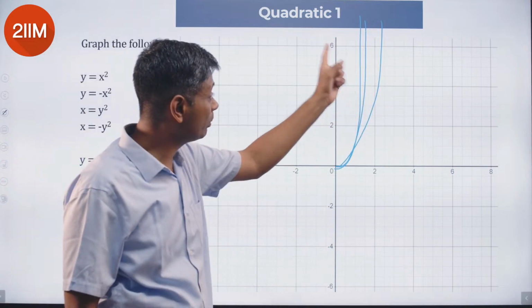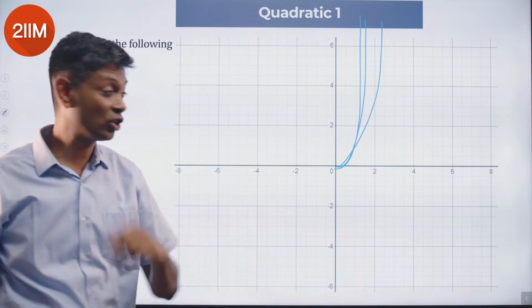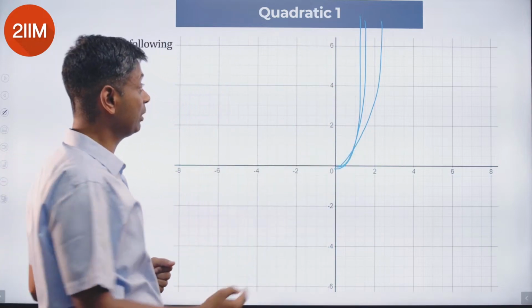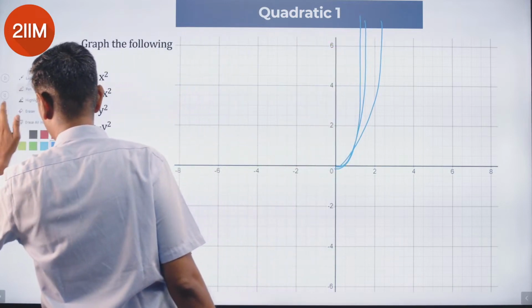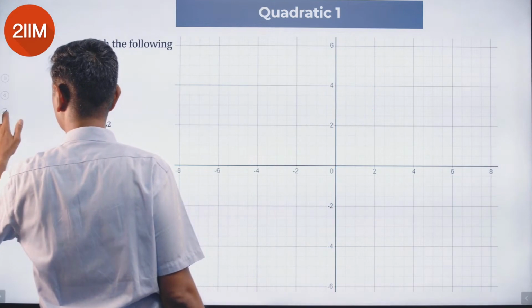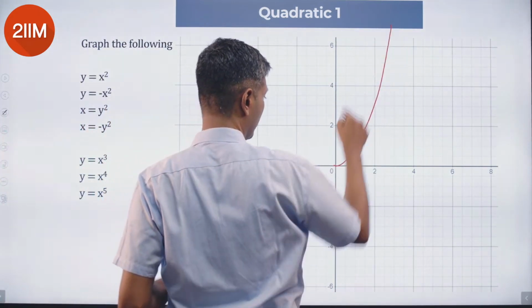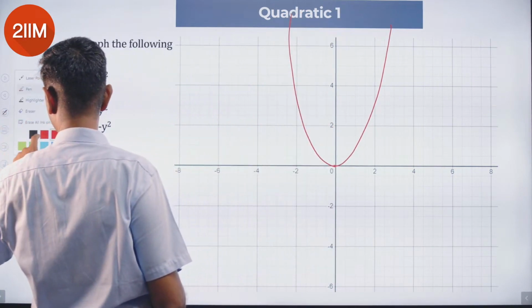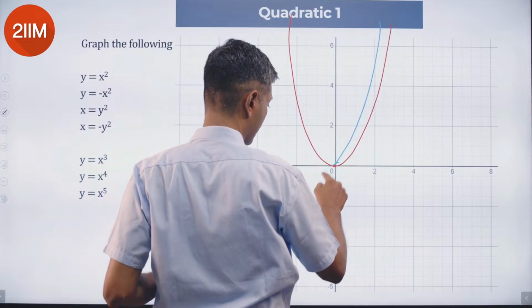X square, X cube, X bar 4. Other interesting thing, Y equal to X square, this side and this side give me a remaining. X cube can become negative. I'll draw all three in different colors to do this properly. Square, square. Cube, cube.